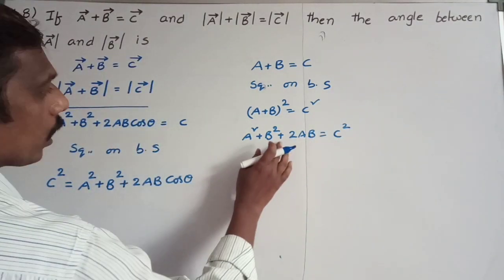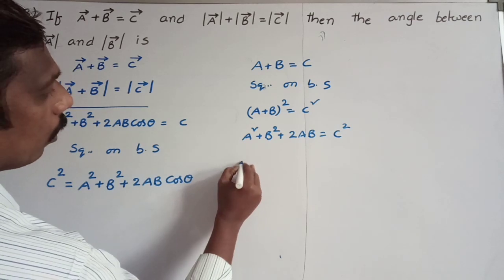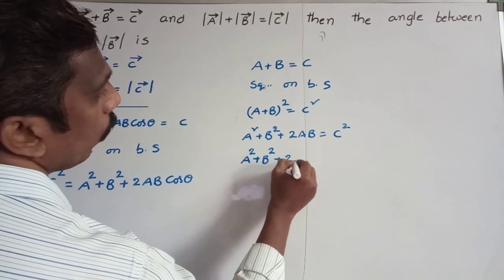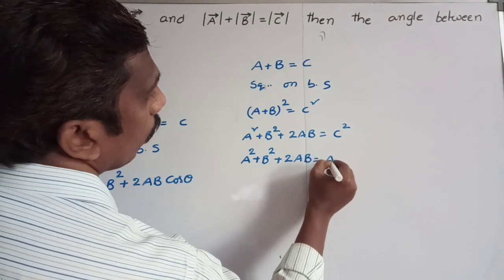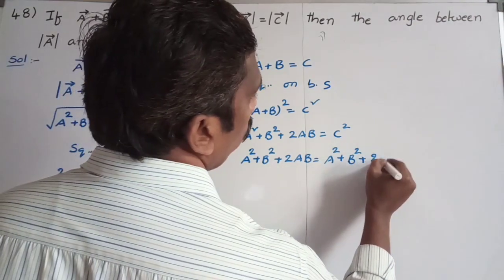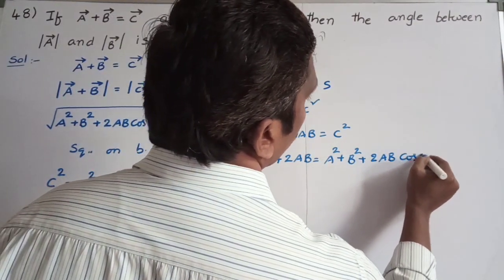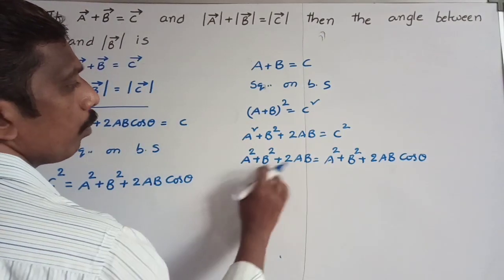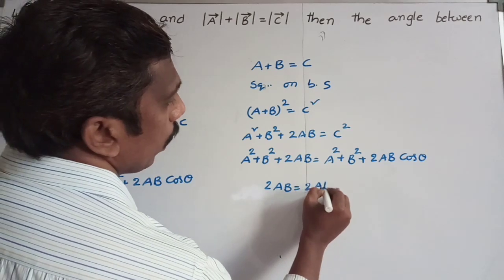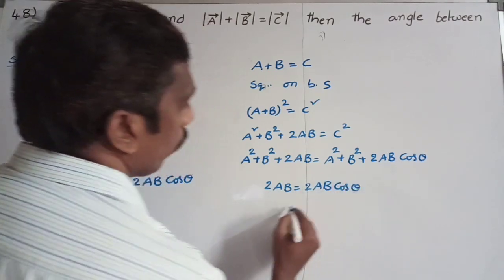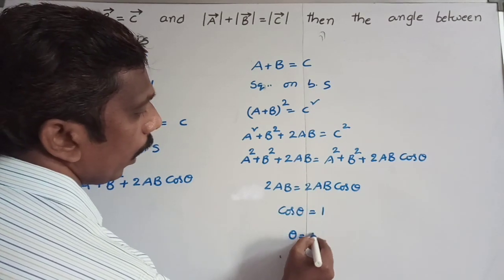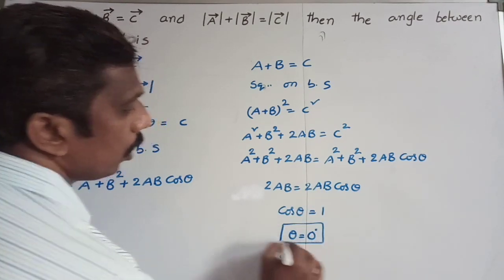So from these two equations, equate these two, then we get A square plus B square plus 2AB is equal to A square plus B square plus 2AB cos theta. From this, A square and B square get cancelled. 2AB is equal to 2AB cos theta. From this cos theta is equal to 1. Cos theta value is 1 at theta is equal to 0 degree.